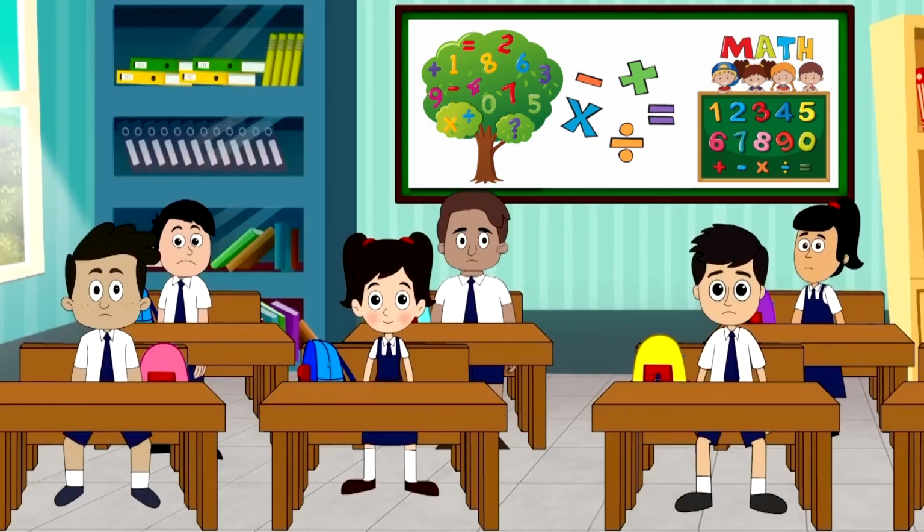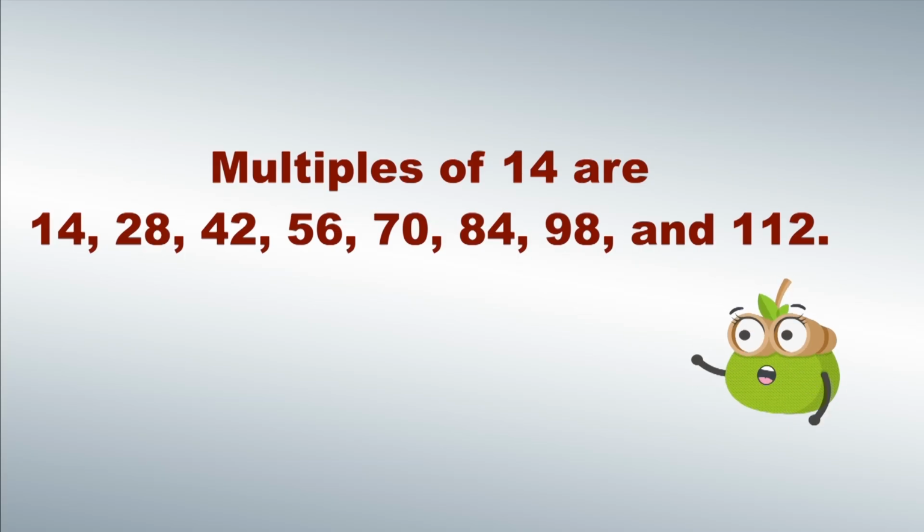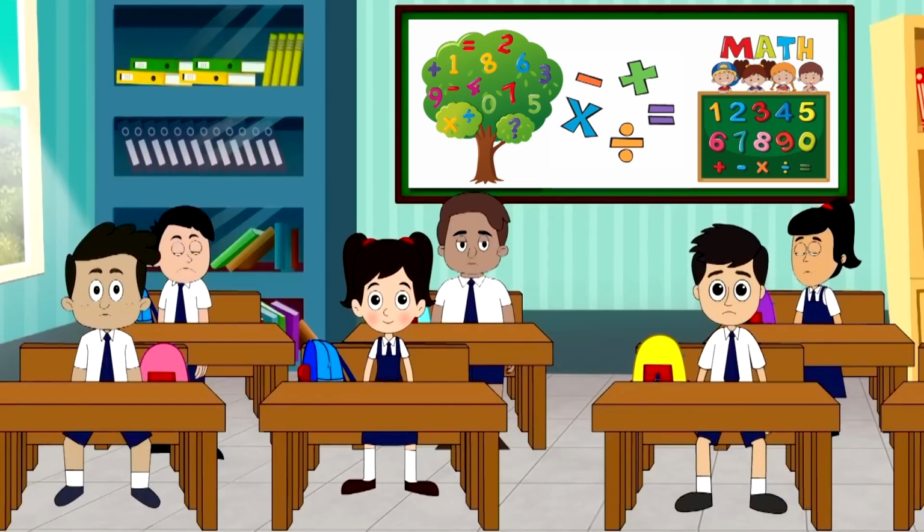Abhi, can you tell me the first 8 multiples of 14? Yes, multiples of 14 are 14, 28, 42, 56, 70, 84, 98 and 112. Keep practicing and impress your friends with your maths skill.